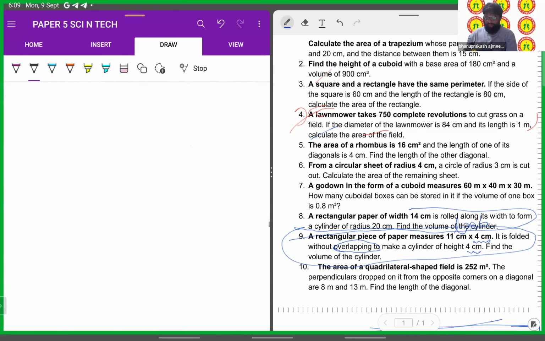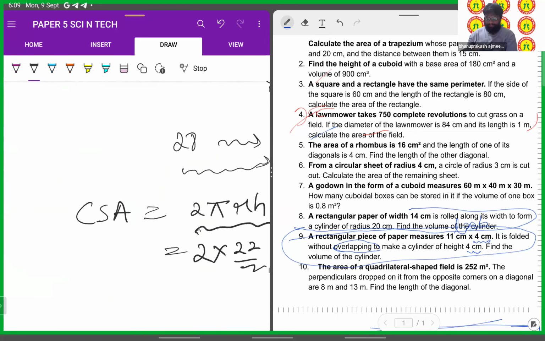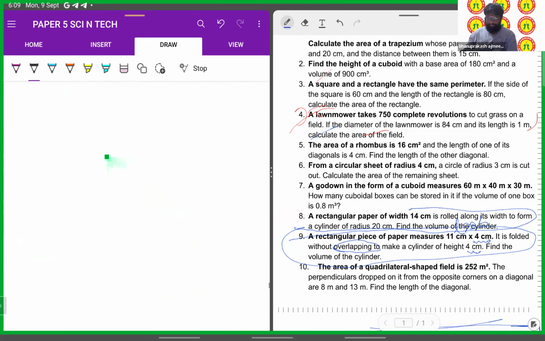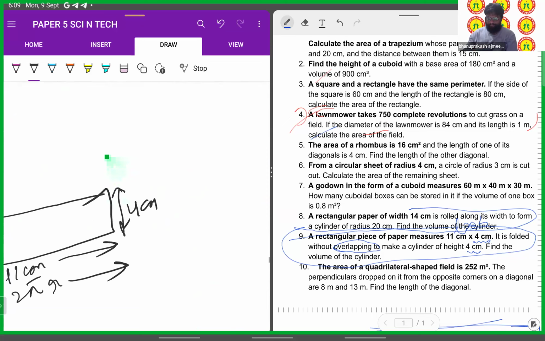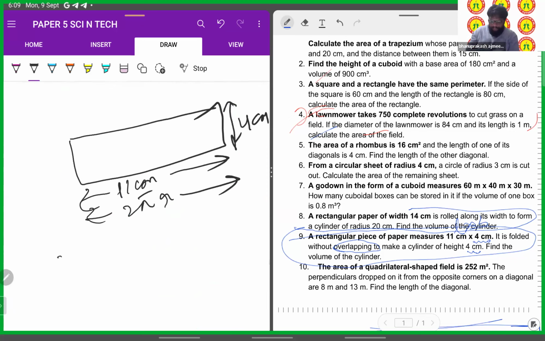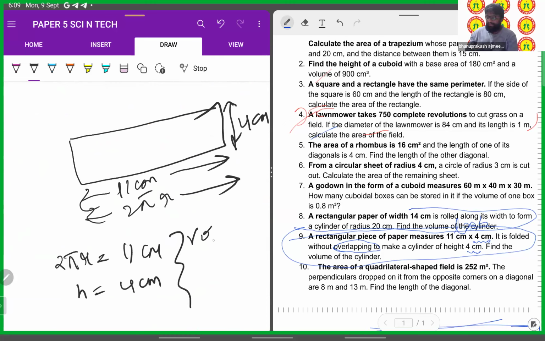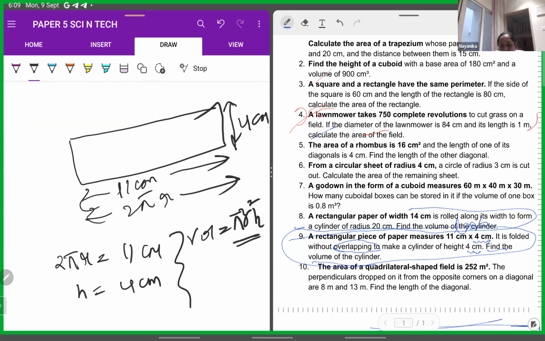So here if you see, 2 pi r is equal to 11. Can I write in this way? And height is equal to 4 centimeter. So what is the volume of the cylinder ultimately? What is the volume of a cylinder? Pi r square h, right? Yes, sir, pi r square h.